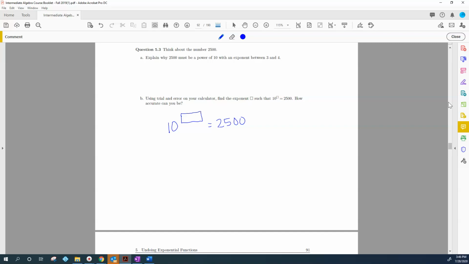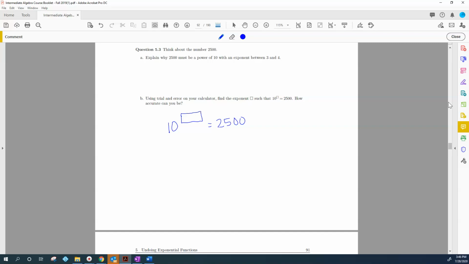And I want you to start trying to figure some things out here. But let's first look at part A, because it's asking why the power of 10, the exponent, would have to be between 3 and 4.